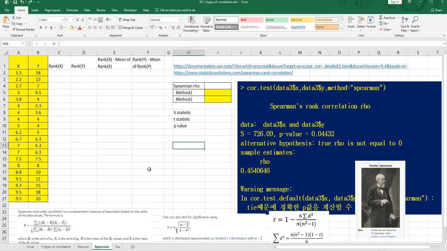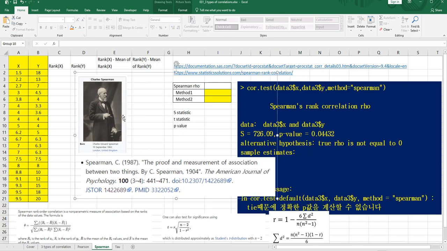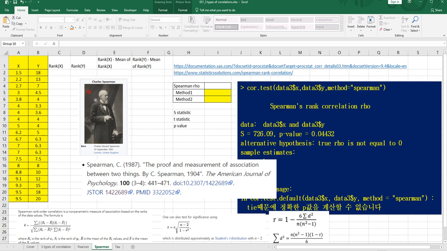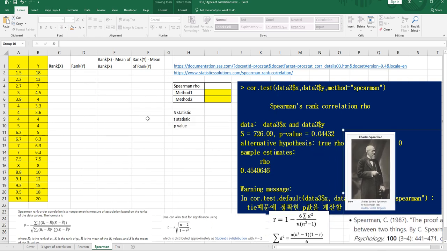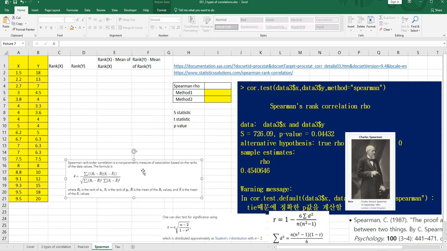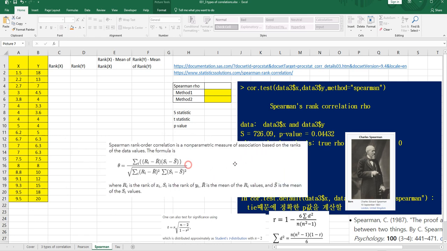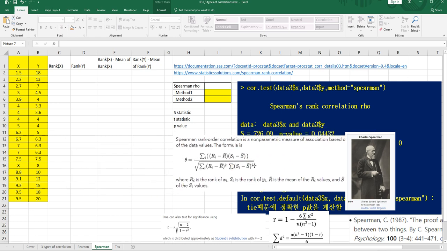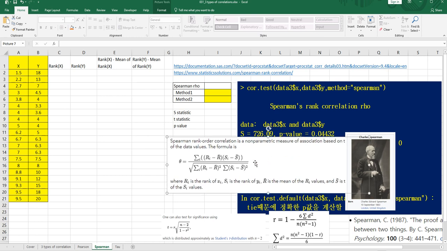For Spearman's rule, there are two reference sites I have used for this video. Here is Charles Spearman. I will use this formula to get Spearman rank correlation. Ri is the rank of xi and R bar is the mean of the Ri.